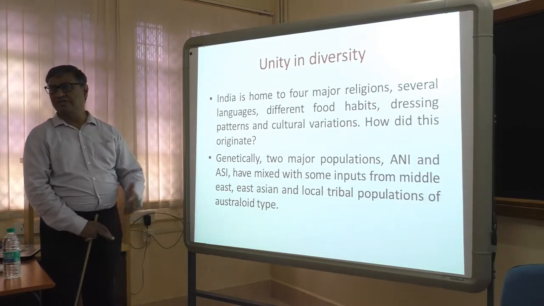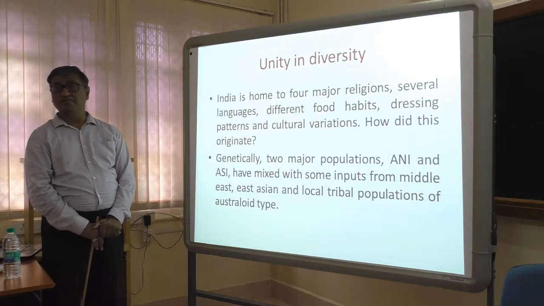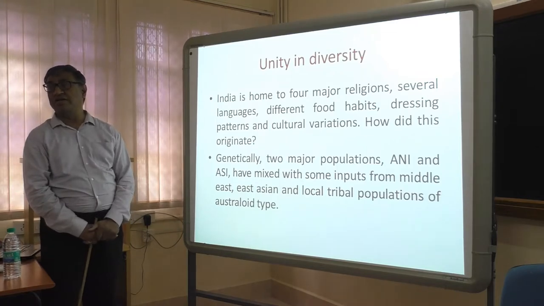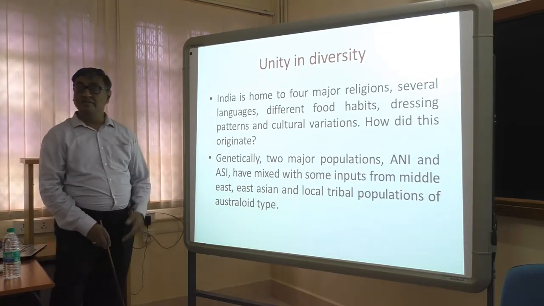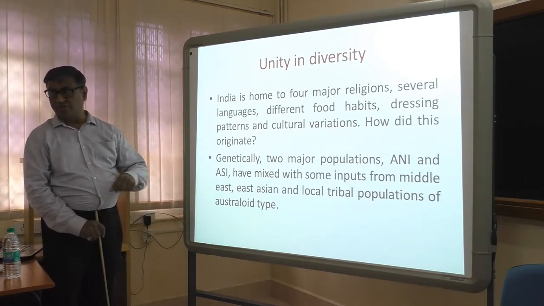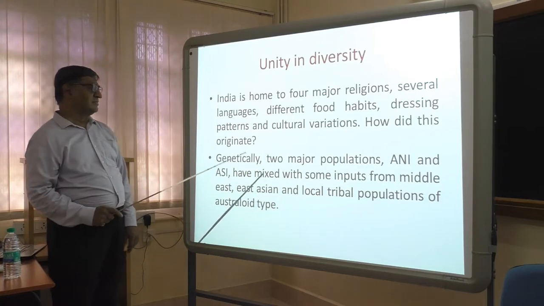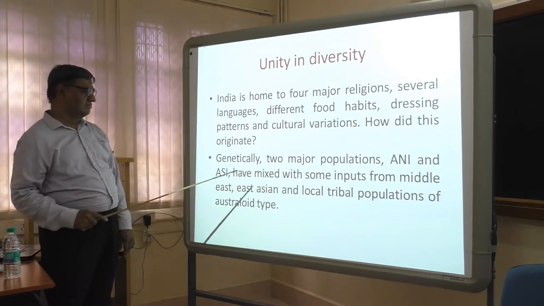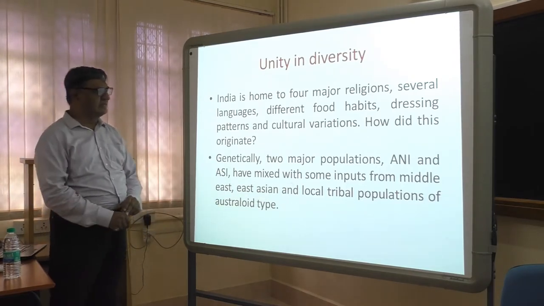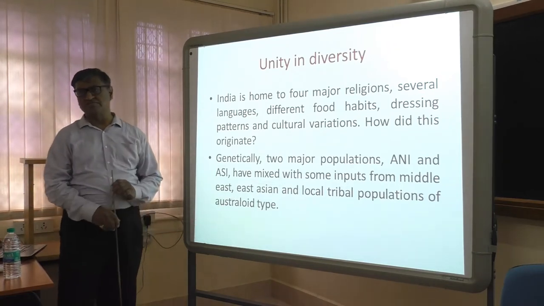Over thousands of years, the trade with India in both East as well as West was so strong that many, many people came. In fact, many people from Greece and Rome came and settled down. They were known as Yavanas. In fact, many of them were used for operating some of the catapults. And so, apart from two major populations, there were inputs from the Middle East, East Asia, as well as local tribal populations. So the Indian population is made up of inputs from all of these, but mainly they say two major populations are mixed.